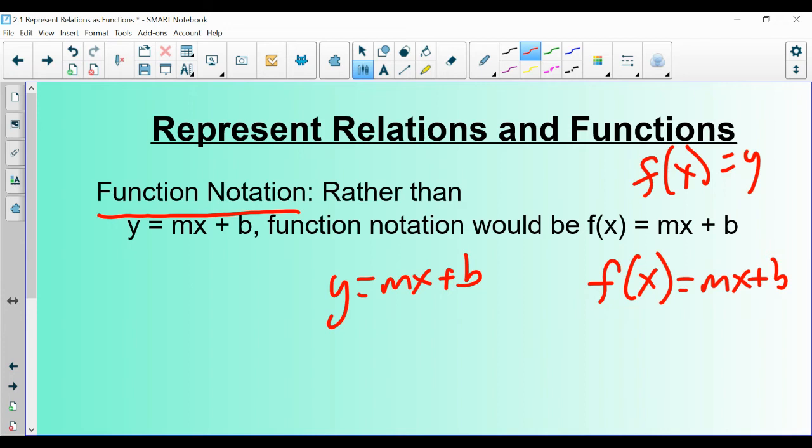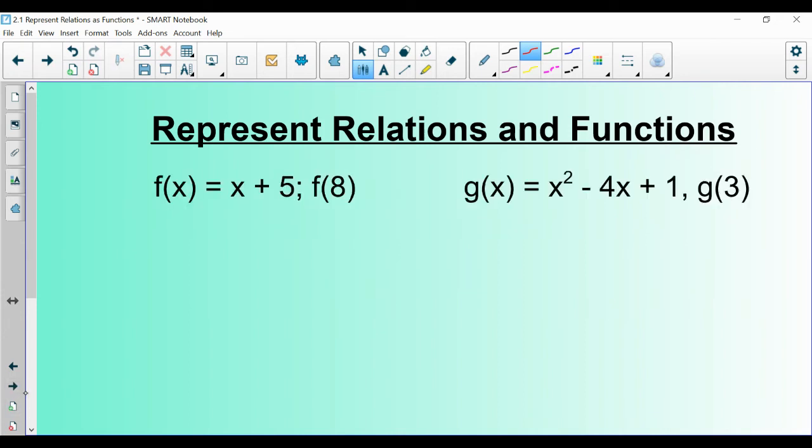One reason that we like f of x more than y equals is that it tells us right away that it's a function. This is function notation, after all. If it uses f of x, we know it's automatically a function. But that isn't exactly why we like function notation, and I'll show you why on this next slide. So currently we have f of x equals x plus 5. We know that f of x is the same as y equals x plus 5, right?